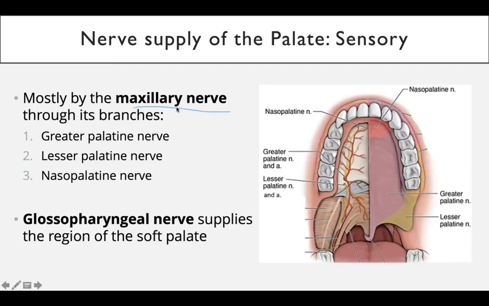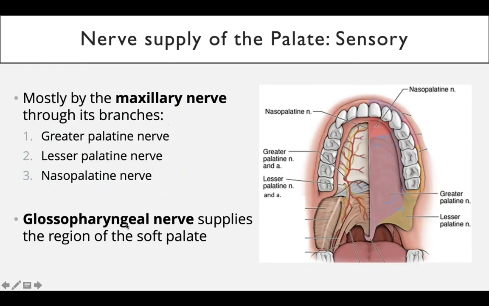So what should the branches be named? There should be palatine because it's the palate, right? And then there should be a greater palatine because it covers a great area of the palate. And there is a lesser palatine because it covers less than the greater palatine nerve. Okay, so there is the greater palatine nerve, there is the lesser palatine nerve, and then there is nasopalatine towards the nose, because here is the nose, right? Okay, easy to remember. So mostly by the maxillary nerve through its branches: greater palatine nerve, lesser palatine nerve, nasopalatine nerve. Okay.